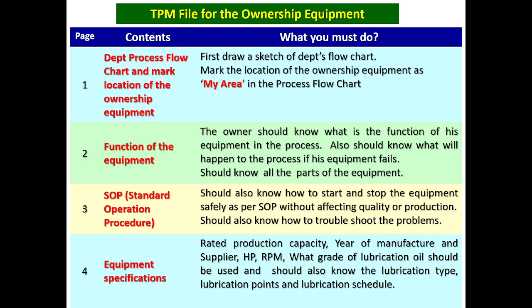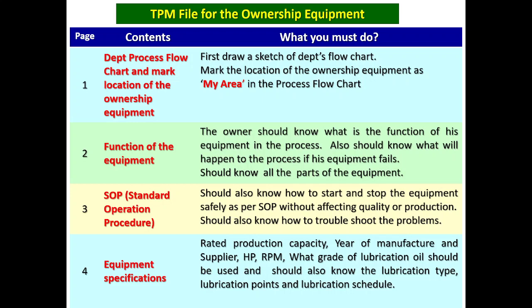First page should contain the sketch of his department process flow chart. In this flow chart, he must mark where his ownership equipment is located and mark this as my area. Next thing is that the owner should know what is the main function of his equipment in the process. He should also know all the important parts of the equipment. Also should know what will happen to the process if his equipment fails.